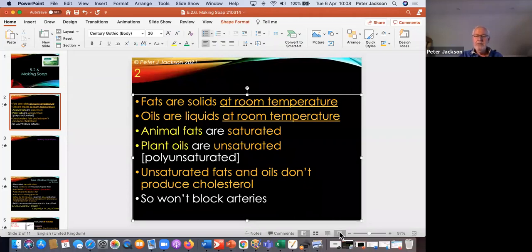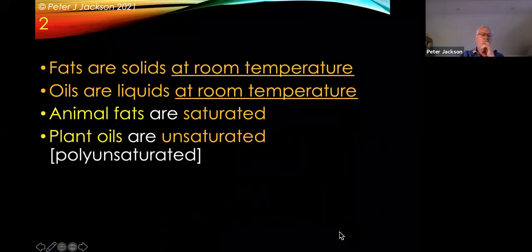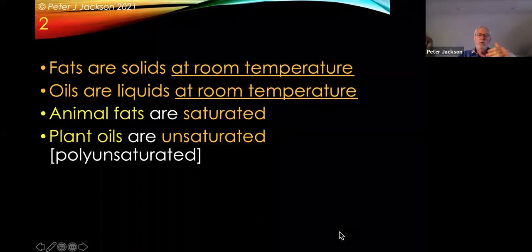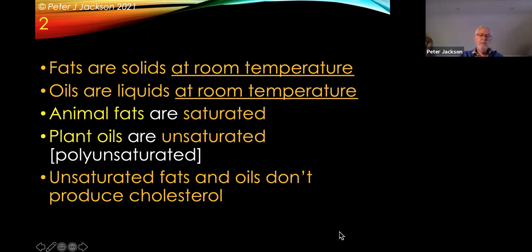The second thing is that animal fats are saturated. Plant oils are unsaturated. Many of them are polyunsaturated. Remember, saturated means contains only carbon to carbon single bonds, whereas plant oils are unsaturated. They contain at least one carbon to carbon double bond. In the case of polyunsaturated fats, they contain many. Poly is the prefix for many unsaturated bonds, carbon to carbon double or triple bonds.